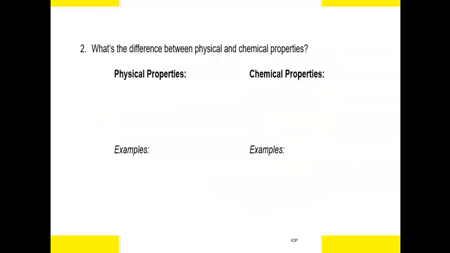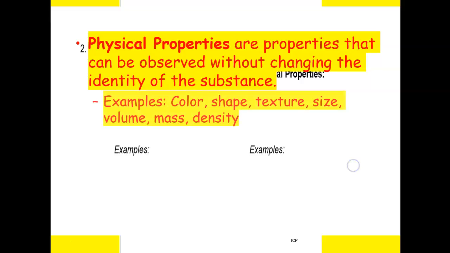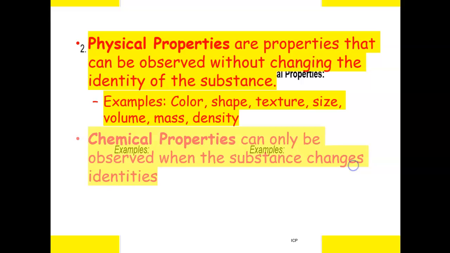So now, what is the difference between physical and chemical properties? Physical properties are properties that can be observed without changing the identity of the substance. Examples would be color, shape, texture, size, volume, mass, density. Density we will go more into after this part of the unit.